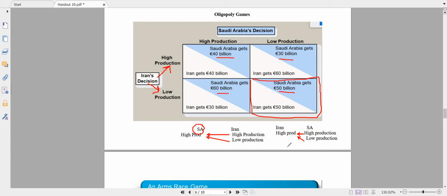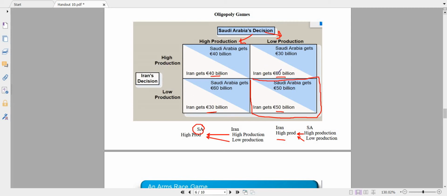Now think that your country is Iran. If Saudi Arabia goes for high production, Iran is going to compare its payoffs, and you can see that it's much more beneficial for Iran to go for high production. So high production gets selected. If Saudi Arabia goes for low production, again Iran is going to compare its payoffs, and you can see that it makes greater gains if it sticks to high production. So irrespective of what Saudi Arabia does, Iran will go for high production. So we have a dominant strategy here, which is that both will go for high production.